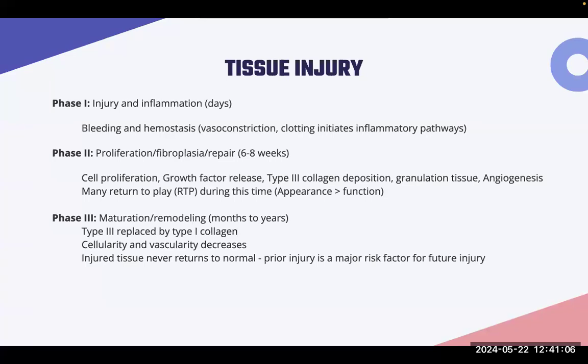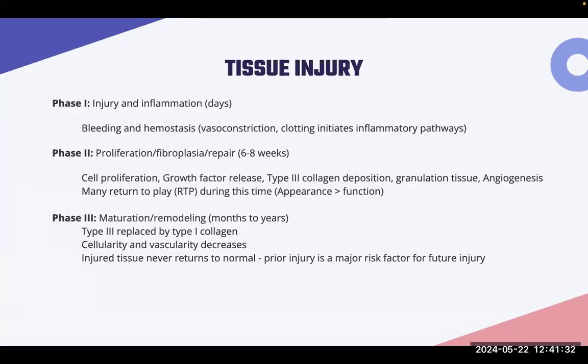Phase 2 then is proliferation, fibroplasia, repair. That takes weeks. And that is really when your cells are proliferating, your growth factors are there. And a thing that they love to ask on boards is the type of collagen. So it's type 3 collagen deposition. Usually there's type 1, but in phase 2, when you have tissue injury, your body's actually going to first lay down type 3 collagen.